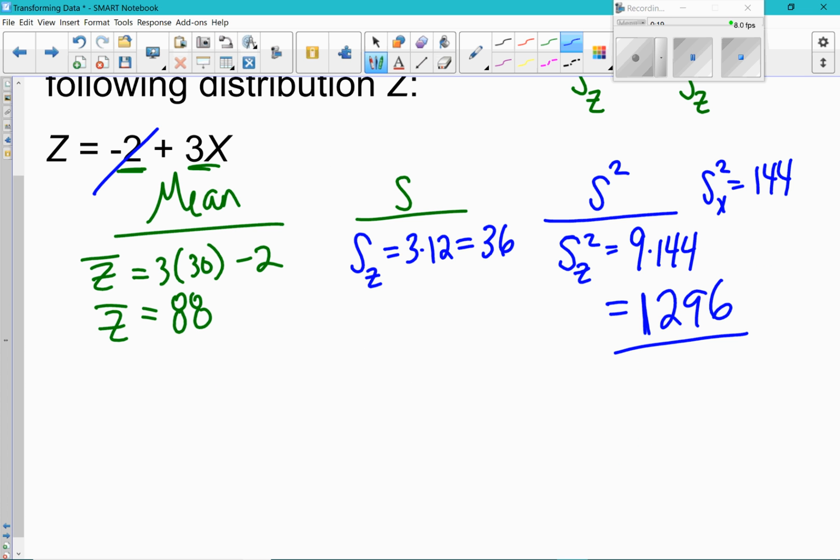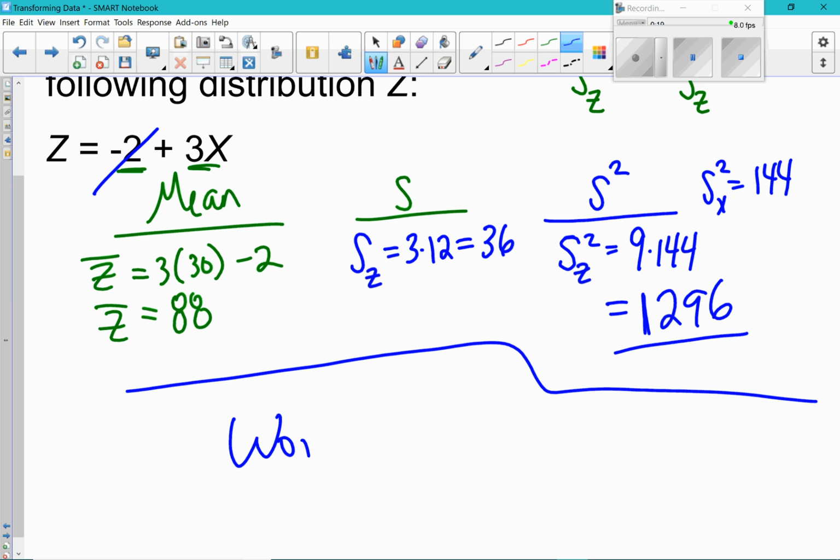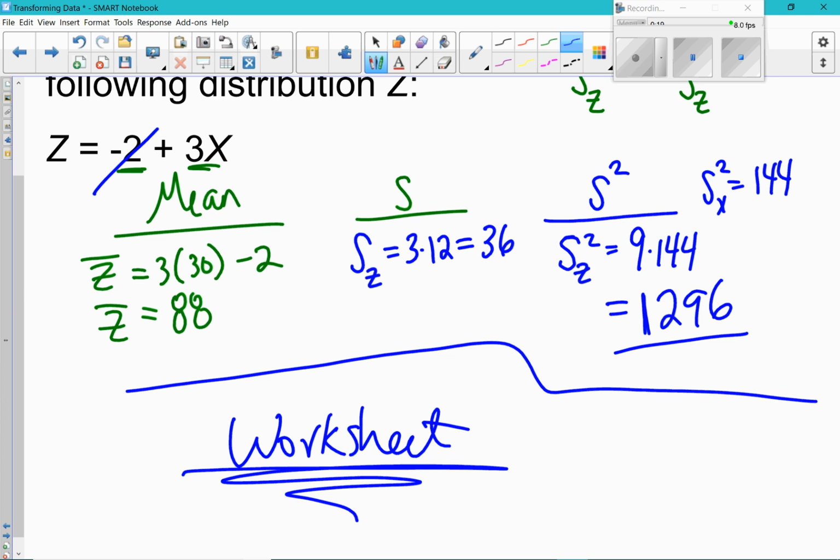But okay, so your homework tonight is to do the worksheet. It should not take you too long. You're just going to find the means, standard deviation, sometimes the median, sometimes the interquartile range, whatever, when you're transforming data. And that's it.